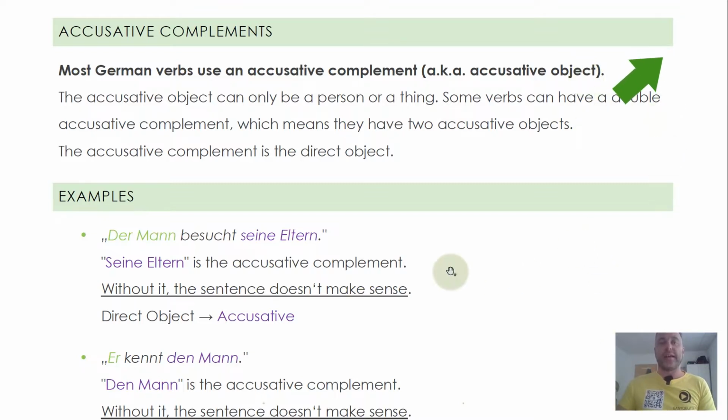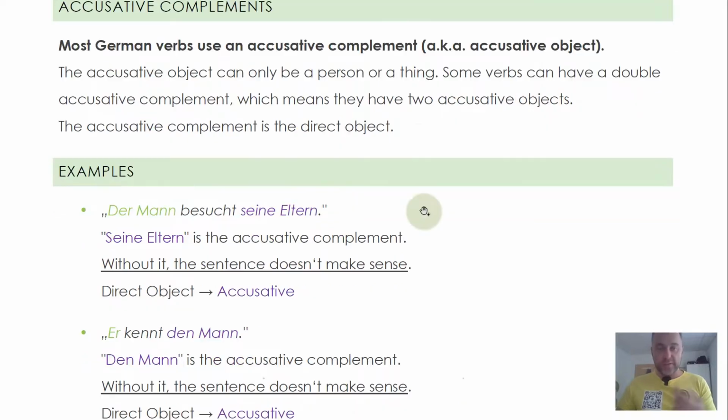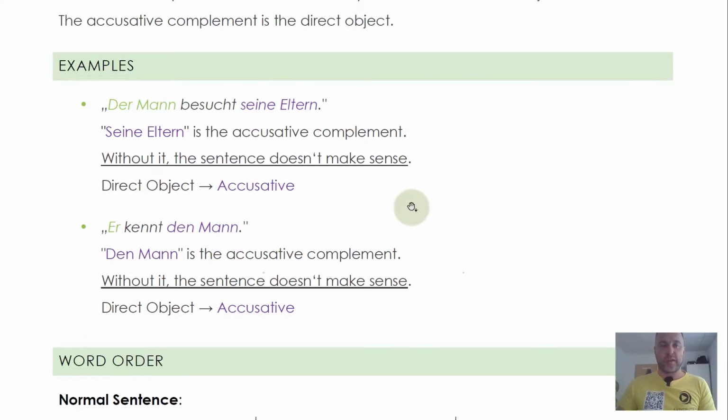So usually the accusative complement, aka accusative object, can only be a person or a thing. And most verbs use an accusative object next to the mandatory subject, which is the nominative complement. If you don't know what's a nominative complement or want to learn more about it, video in the upper right corner. And some verbs not only have one accusative object, they have two, so a double accusative object. So let's have a look at a few examples to make it more obvious for you.